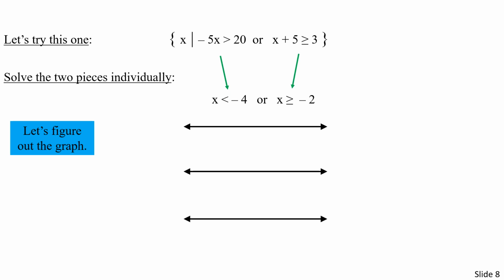So let's look at the graph. Equation 1, X is less than, sorry, to -4. It's going to go to the left. No equals component. Equation 2, X is greater than or equal to -2. So there's our graph.